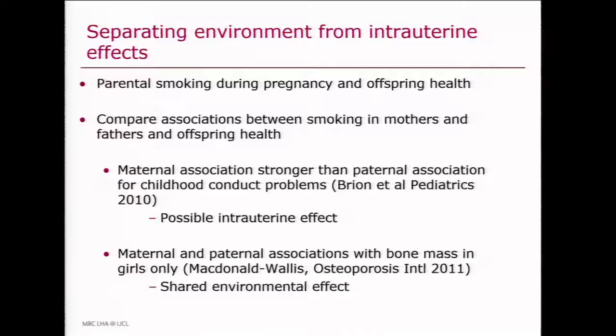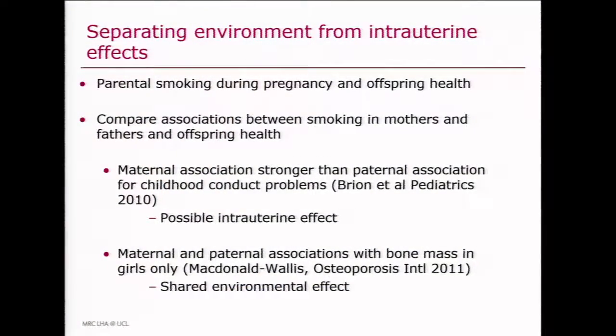And then thinking about how we can use parental, both maternal and paternal, behaviours to try to separate out environment from intrauterine effects. So an example is parental smoking during pregnancy and offspring health. Here, comparing the associations between smoking in pregnancy in the mothers and smoking in the fathers and the offspring health. So in one example, we see the maternal association being stronger than the paternal association for childhood conduct problems, and again, this is in ALSPAC, suggesting that's more likely to be an intrauterine effect.